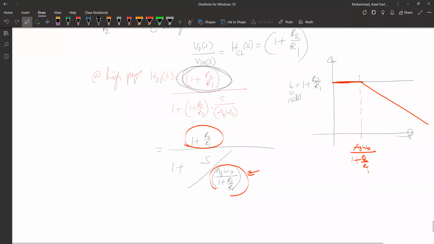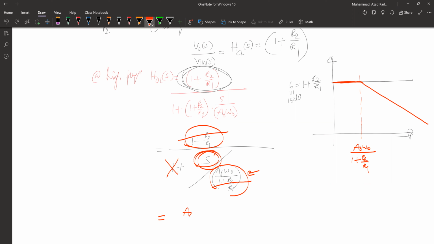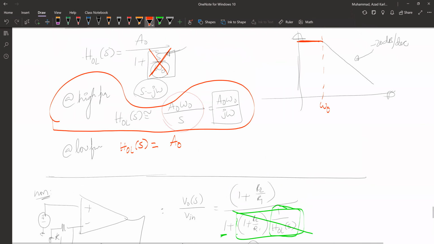Let's see what happens to this at high frequency. At high frequency, S is very large, so I can ignore 1 with respect to that. And we basically get this cancel out, and we basically get A naught omega naught over S at high frequency, correct? Does this not look familiar? This looks exactly how an open loop op amp behaves at high frequency, correct?